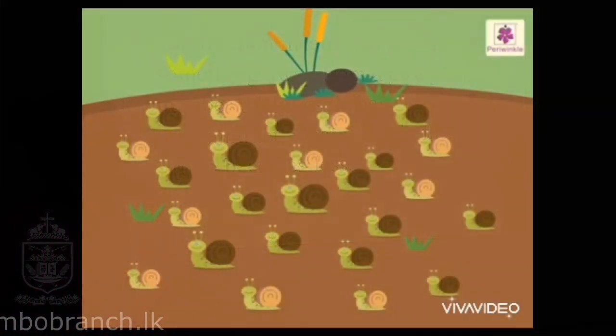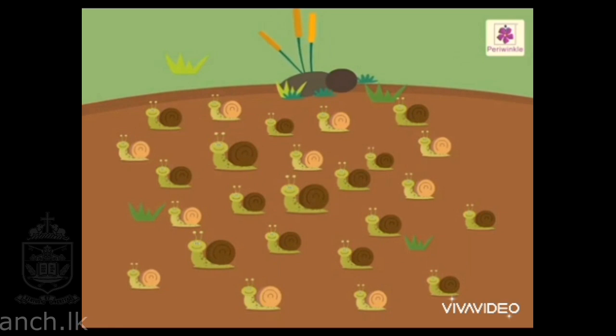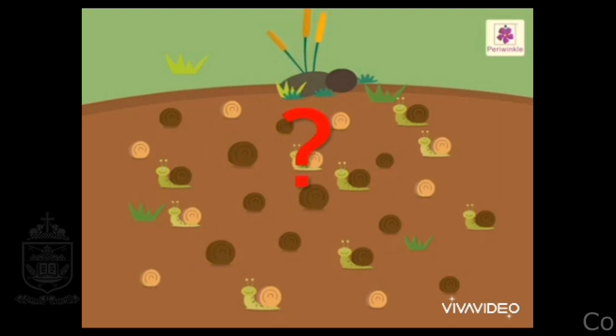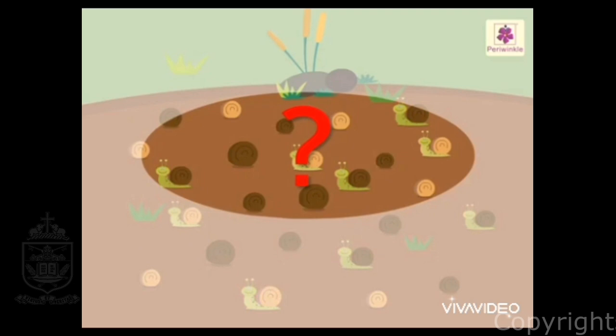Snails. There are 25 snails on the ground. 16 of them hid themselves in their shell. How many snails are still out of their shell?